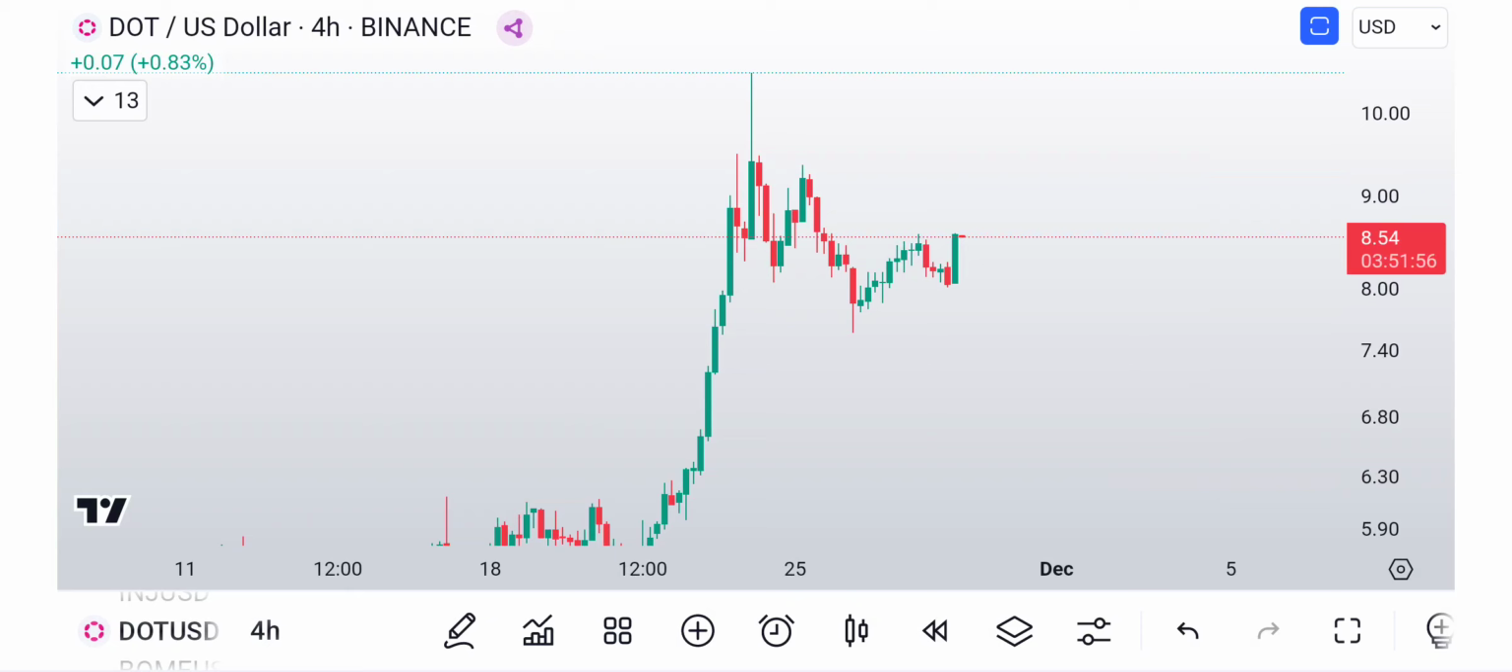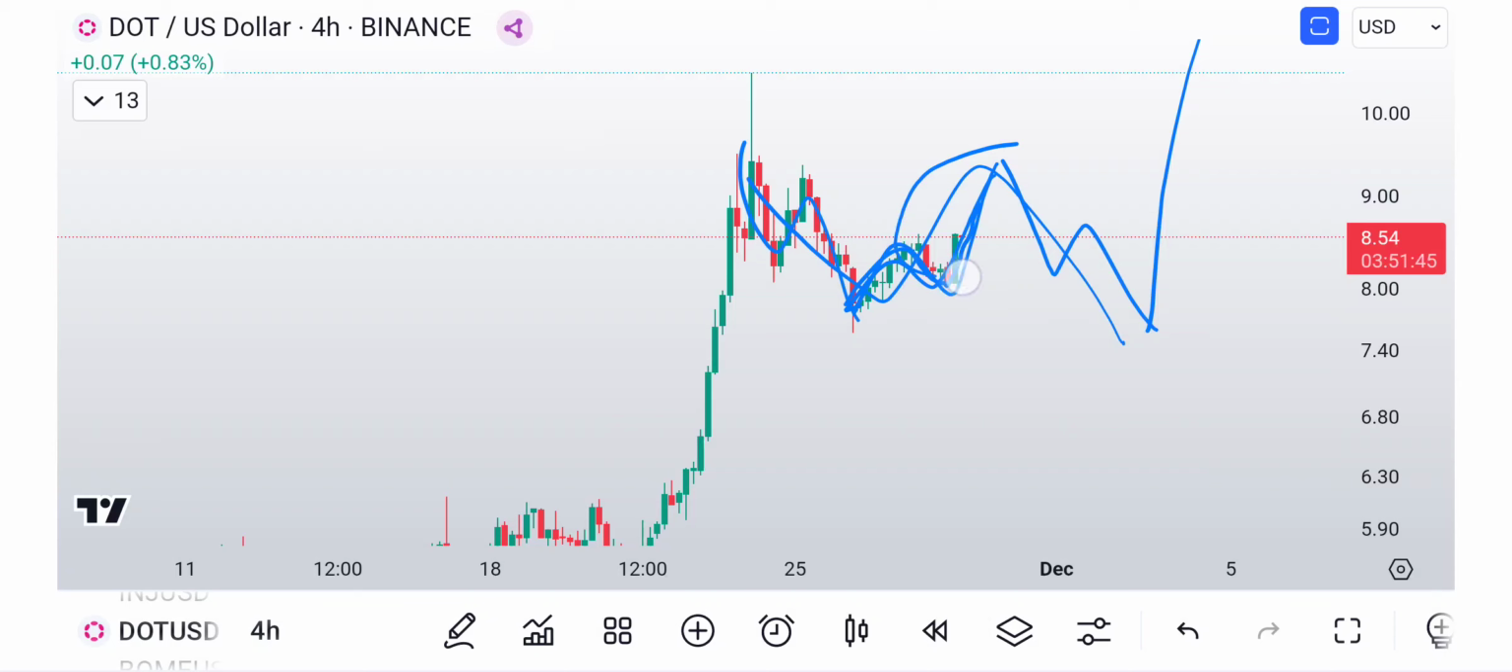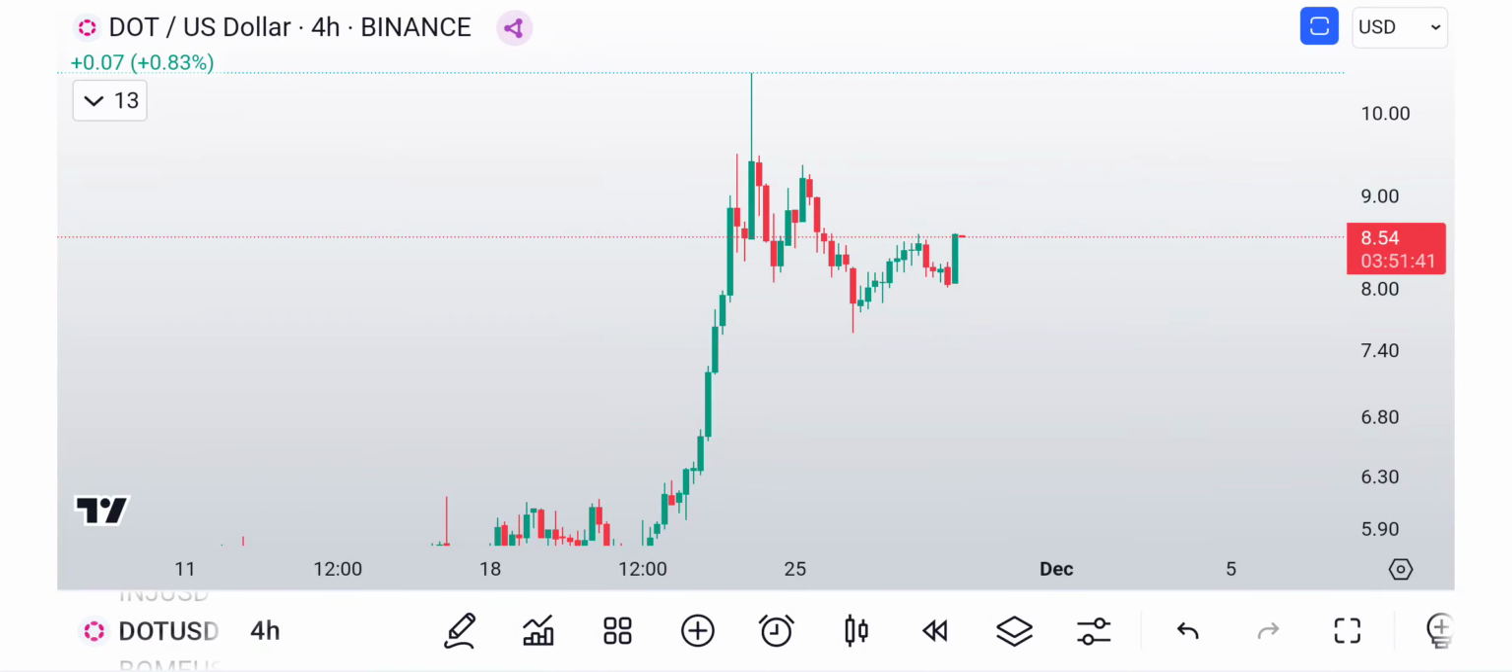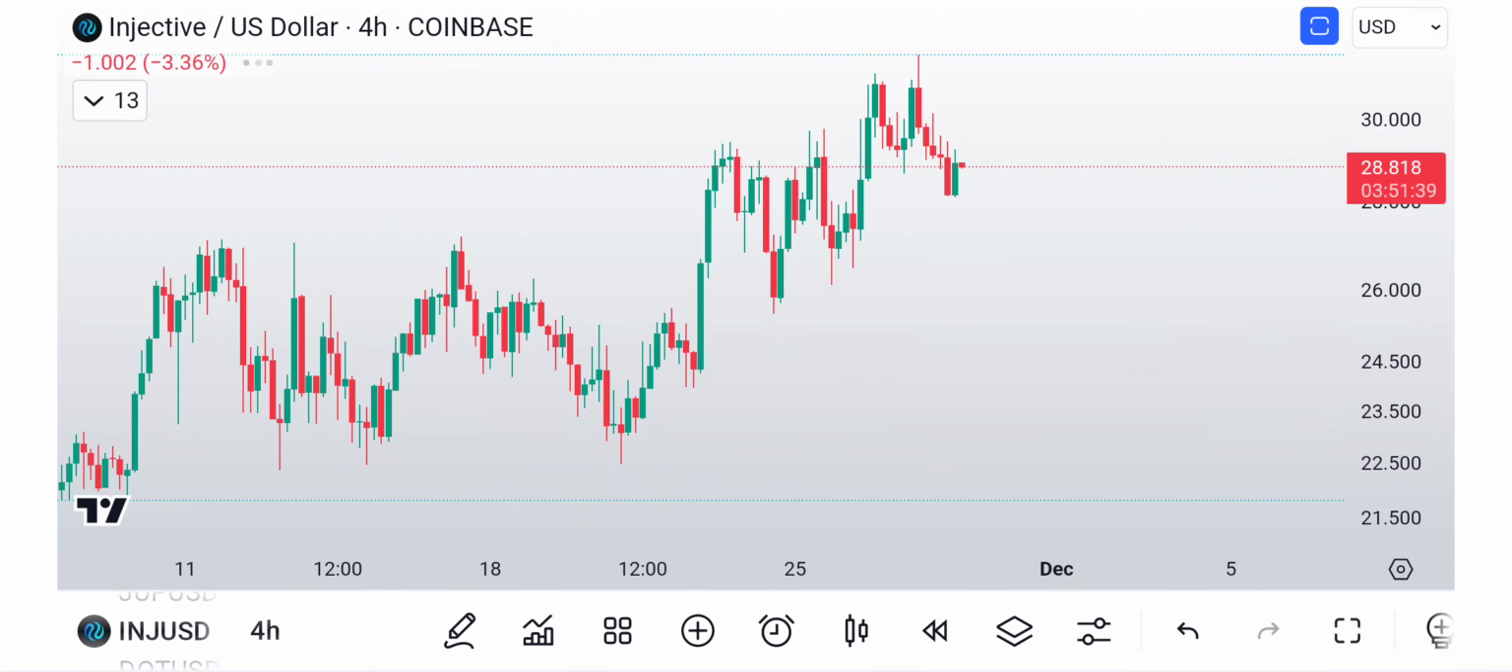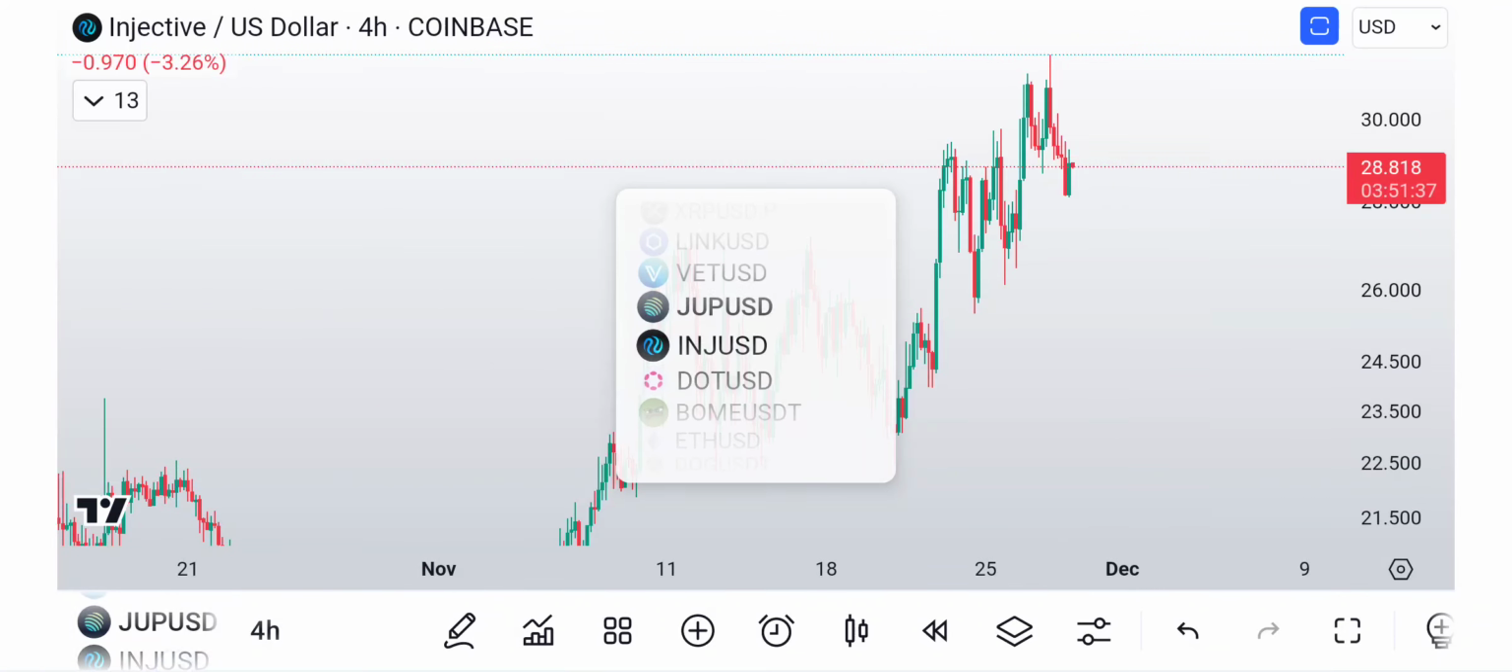For example, you look at DOT, you got a three-way pullback, and now we're starting to move our way back up. If this does something like this, you can kind of see you get something bigger. So we just have to wait and see what happens in here, not only with DOT, but maybe other coins as well.